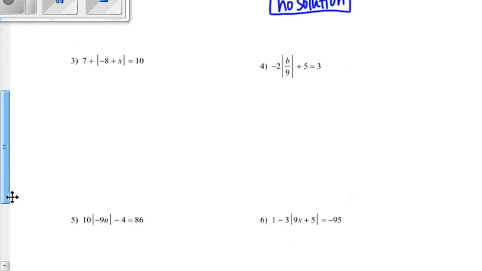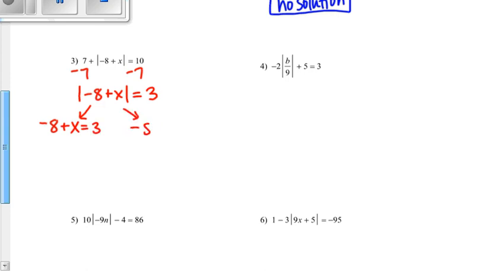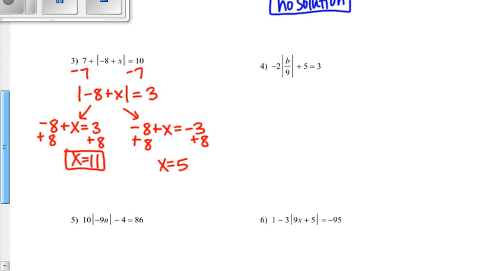Number 3, I'm going to start by subtracting 7. So we have the absolute value of -8 plus x equals 3. And we're going to create two equations. So -8 plus x equals +3. We're also going to set it equal to the -3. And then solving both equations, I get x equals 11. And remember, you can plug these answers back in to check your work. That's what you should do on your test or quiz. And x equals 5.